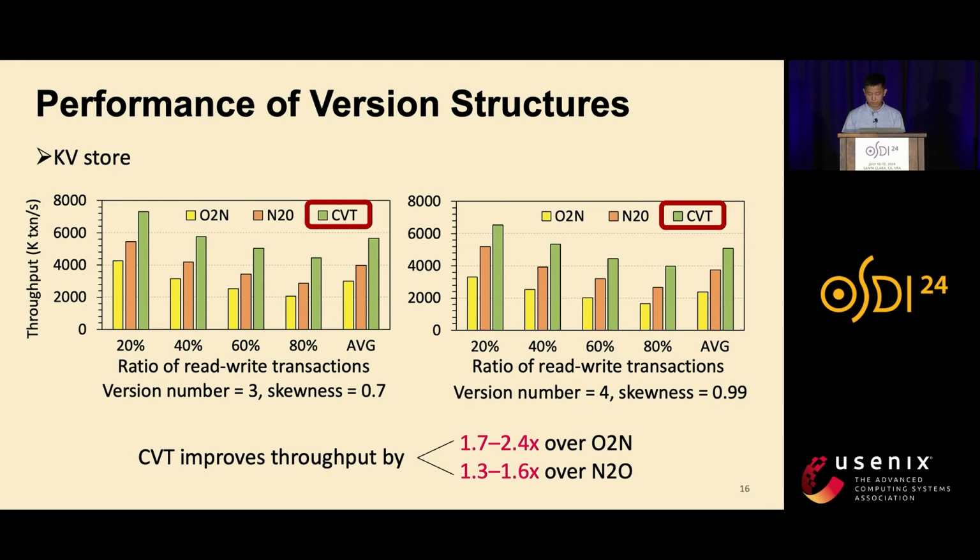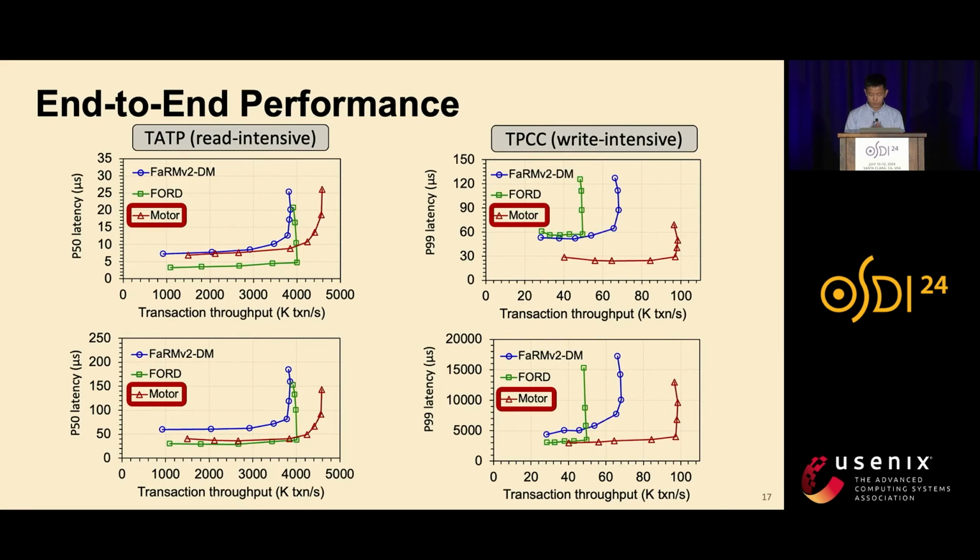CVT achieves the highest throughput in different skewness and read-write ratio tests. This is because CVT constantly requires 1 RTT to obtain the target version, while the linked chains require more RTTs on average to traverse the chain until the target version. We then compare the end-to-end performance between Motor and FarmV2 and Ford. Results show that Motor achieves high performance.